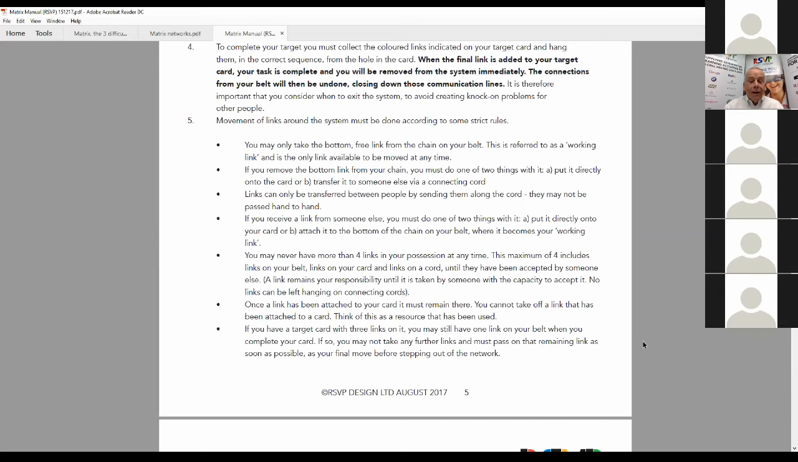If you have a target card with 3 links on it, you may still have 1 link on your belt when you complete your card. If so, you may not accept any further links and must pass on the remaining link that's on your belt as soon as possible as your final move before stepping out of the network. Now that might seem confusing just at this point, but I do have a video to reinforce that, and I'll show you that video soon.